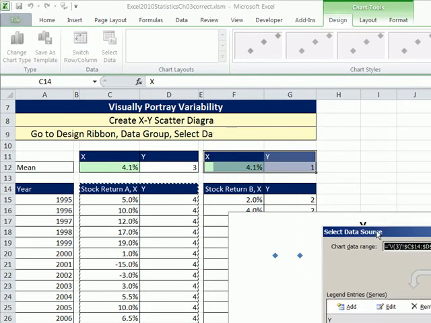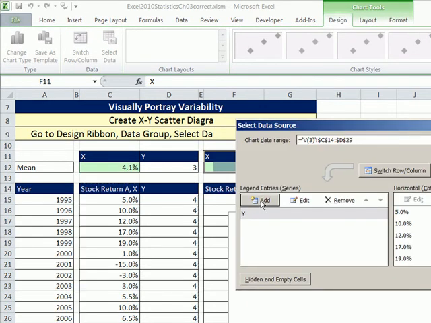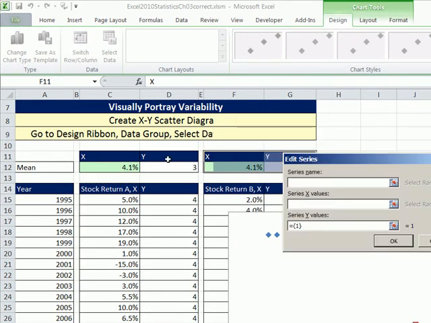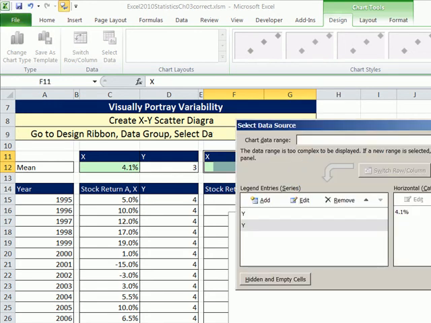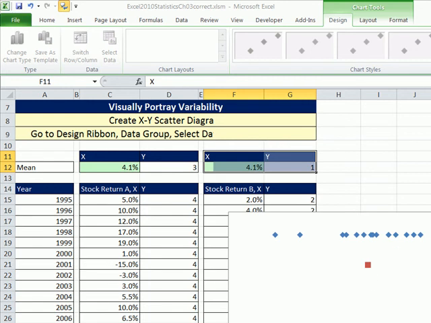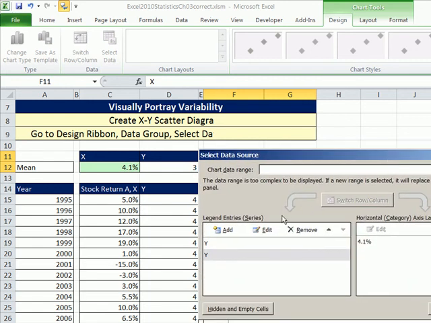Now I can add. I'm going to click Add, the series name. I'm going to add this mean there. The X value will be this. And the Y value, you've got to highlight that and delete it, and then click there. Click OK. You can sort of already see those two right there. Beautiful. Add.